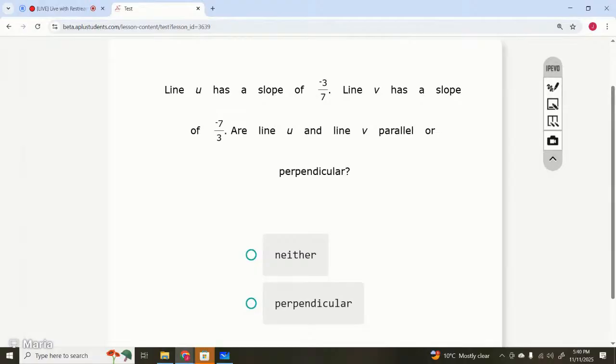Line U has a slope of negative 3 by 7 and line V has a slope of negative 7 by 3. Are lines U and V parallel or perpendicular? The lines are neither parallel nor perpendicular because the slopes are reciprocal but not negative reciprocal. So neither. Option number 1 is the correct option.